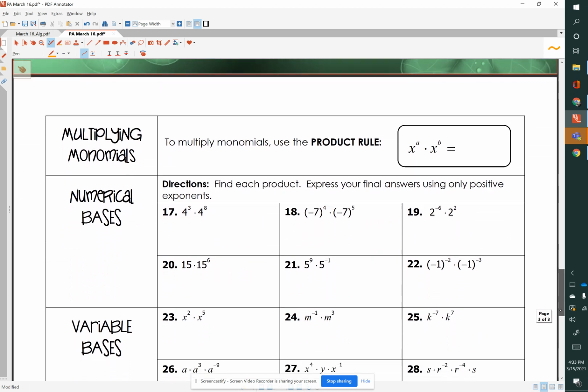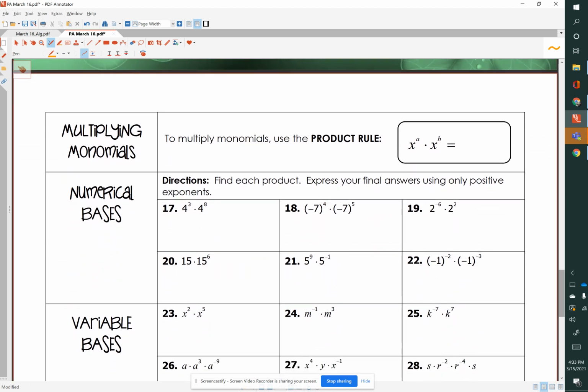So let's get started with our multiplying monomials. We're going to use something today called the product rule, which goes like this. If we have a number and we raise it to an exponent, this time we'll call it a, and we multiply that by another number raised to another exponent, the answer will be that number raised to an exponent of a plus b. Now let me show you how that works.